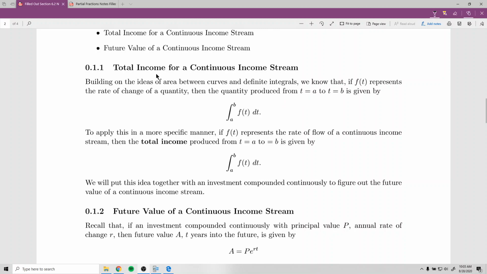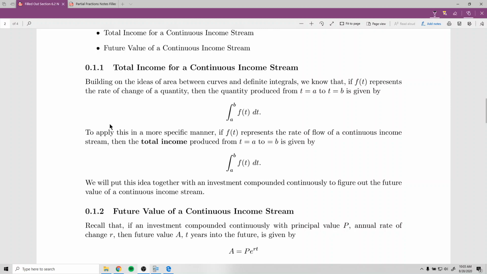All right, so the idea of what is total income for a continuous income stream. Well, building on the ideas of area between curves and definite integrals, we know that if f of t represents the rate of change of a quantity, so once again, think about an investment, think about measuring how much it increases or decreases over time, then the quantity produced, the amount gained, we saw a word problem where we talked about the increase of cost over two production values, the amount gained or lost from t equals a to t equals b is given by the definite integral from a to b of your rate of change, f of t.